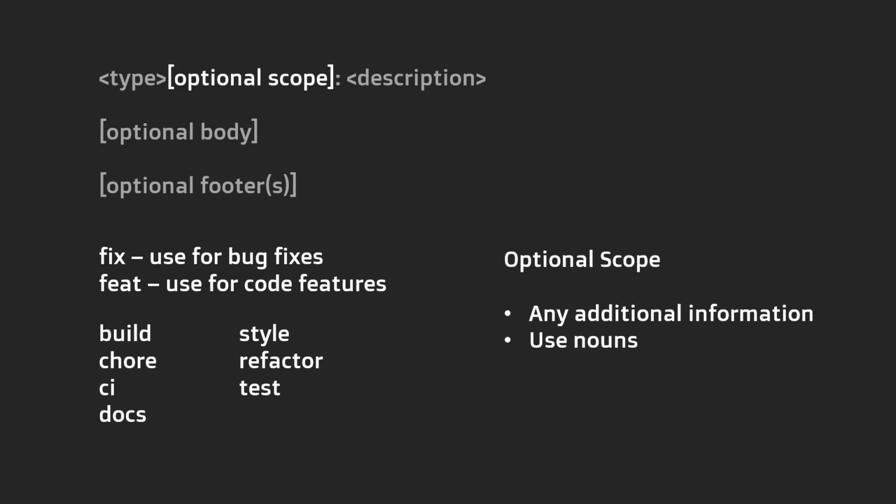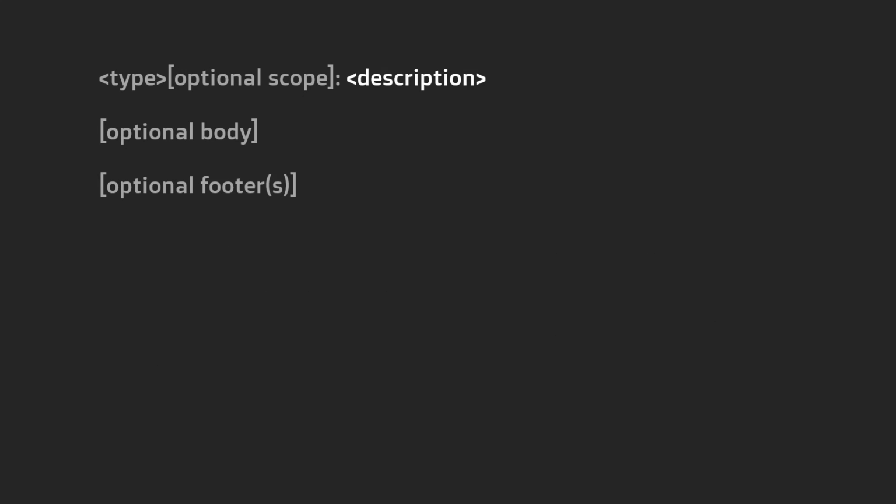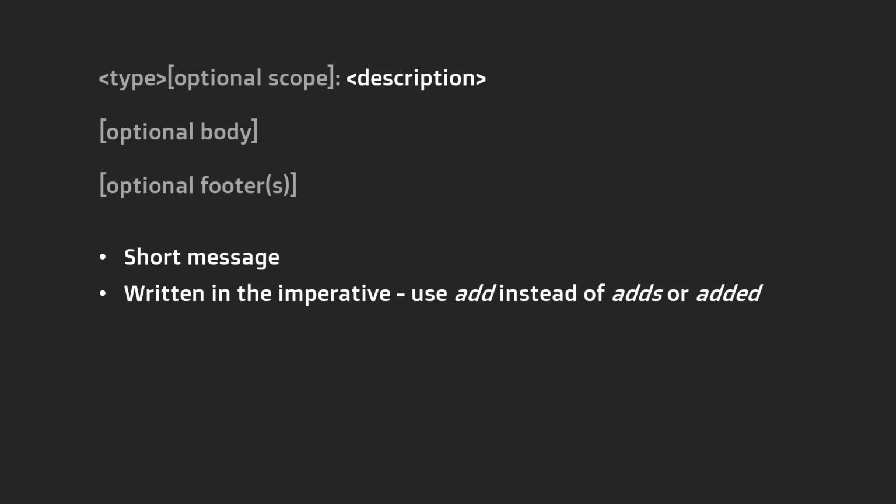This scope must be a noun and is surrounded by parentheses. You can also indicate if this commit contains any breaking changes in this section by adding an exclamation mark before the colon. Next, we have the description. This contains a short message that describes what the commit does. It should also be written in the imperative. For example, you should write add instead of adds or added.